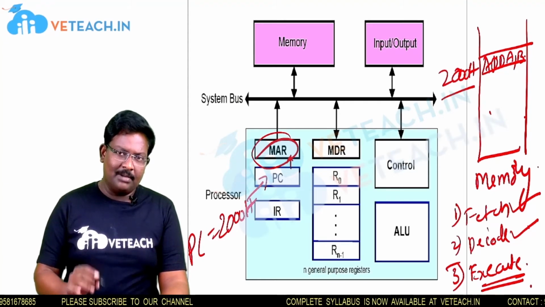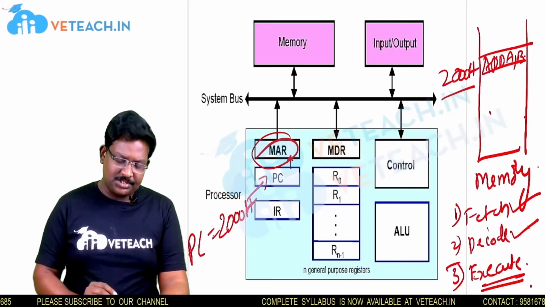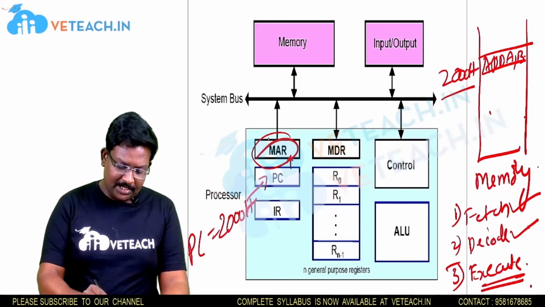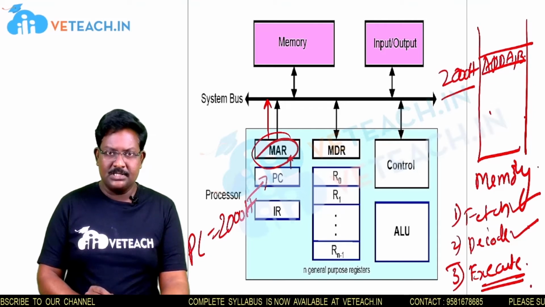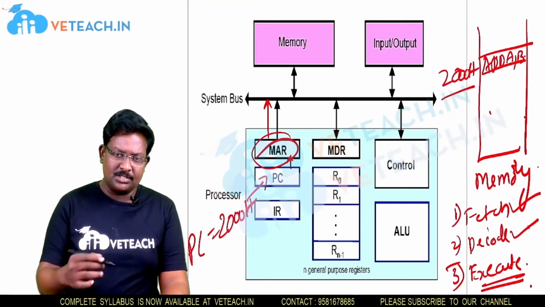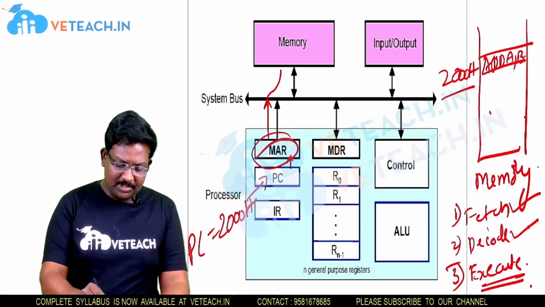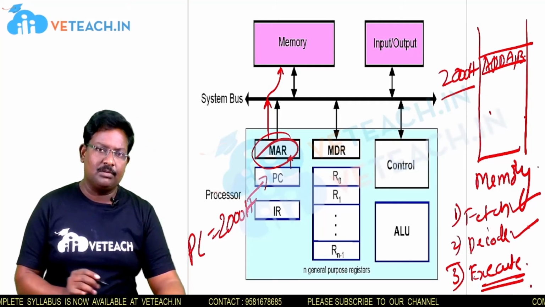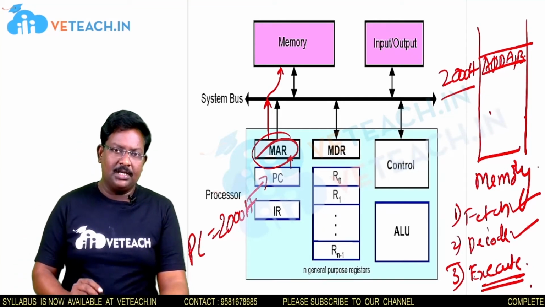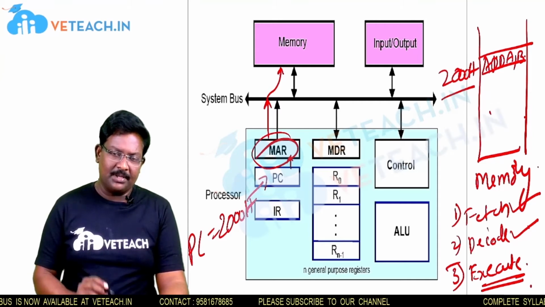We can simply say that memory related addresses are stored in the MAR register. Now from the memory address register, we send that address onto the system bus. In the system bus we have the address bus, and on that address bus the address is transferred to the memory.